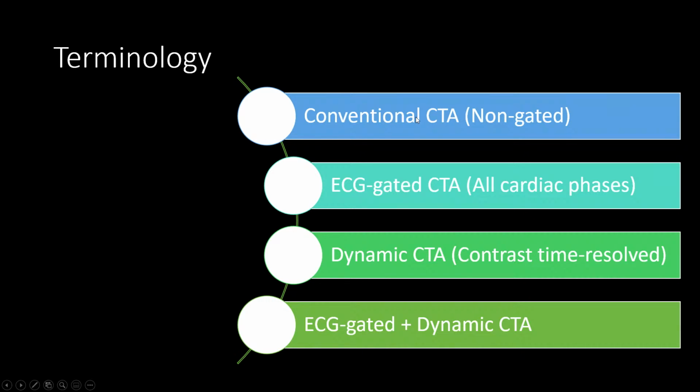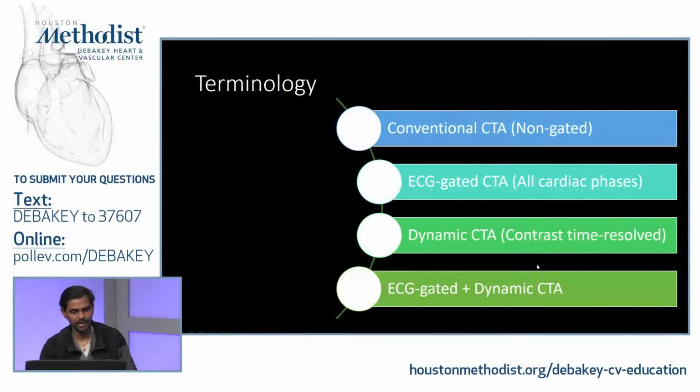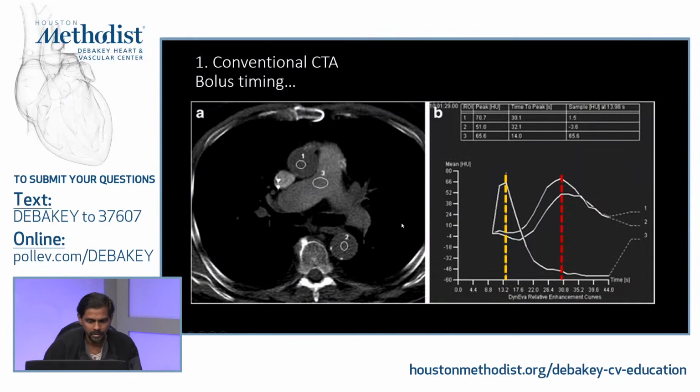Non-gated, contrast timed for a particular phase, and then we move into EKG gated, and then I talk about time-resolved contrast angiography, and then combining number 2 and number 3 and how we can make use of that in dissection. So this is what your CT tech does.